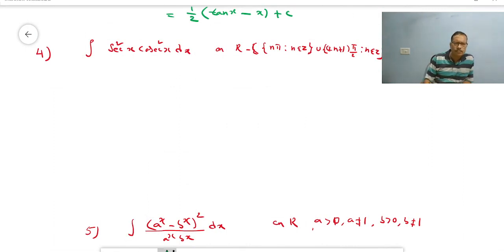Now, what is the other one? Integral of secant² x into cosecant² x dx is an important one.